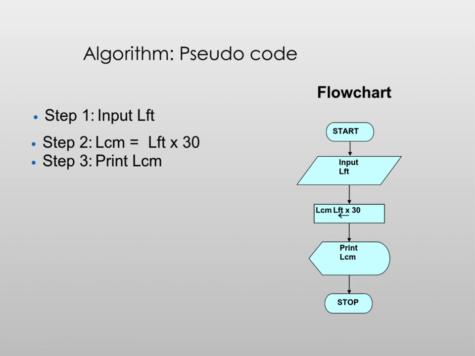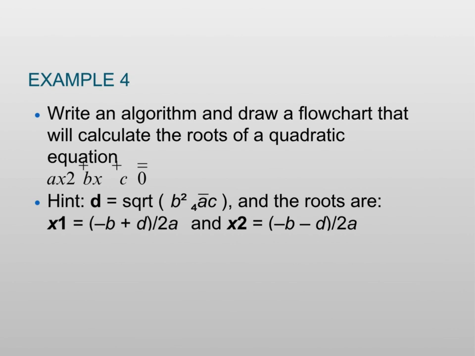Algorithm, pseudocode. Step 1, input LFT. Step 2, LCM equals LFT x 30. Step 3, print LCM. Flowchart, feet to cm. Start. Input LFT. LCM equals LFT x 30. Print LCM. Stop.